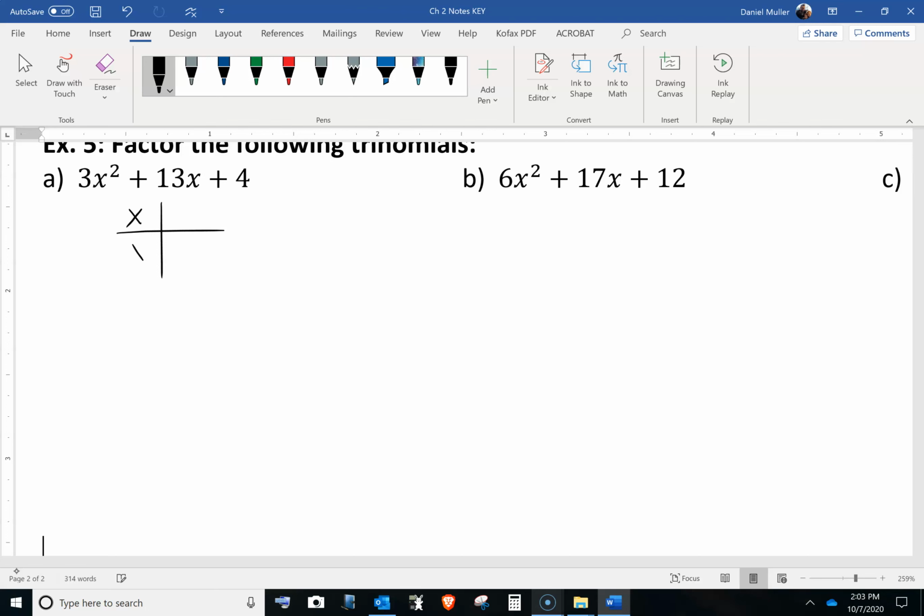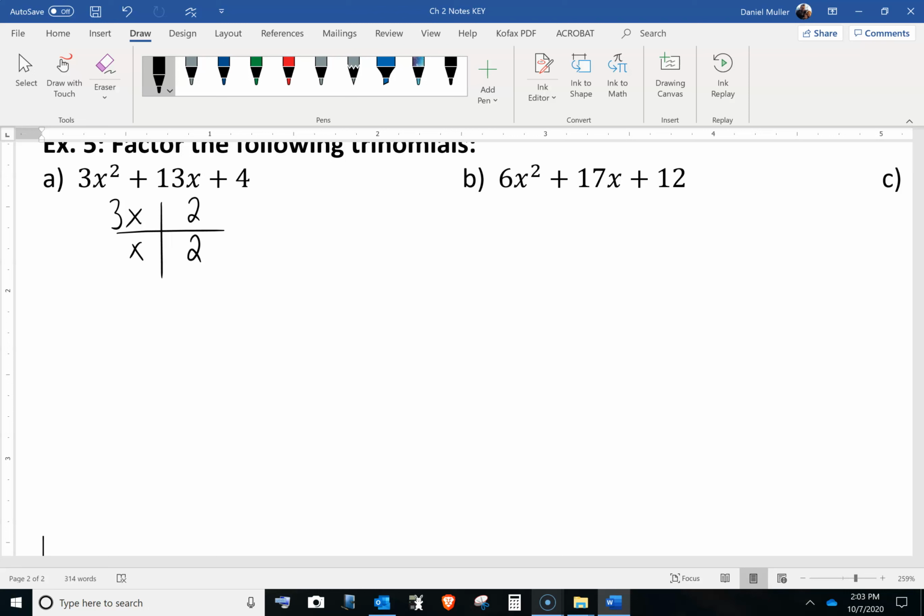So x times x will be x squared, but I'm going to need a 3 here. So 3x times x does result in a 3x squared when you multiply. Now I need a 4. You could have 4 and 1, or 2 and 2, but the process that we did to somehow get 13 is no longer going to work anymore. So I'm just going to try it. I'm going to try 2 and 2 first, and then we'll go from there.